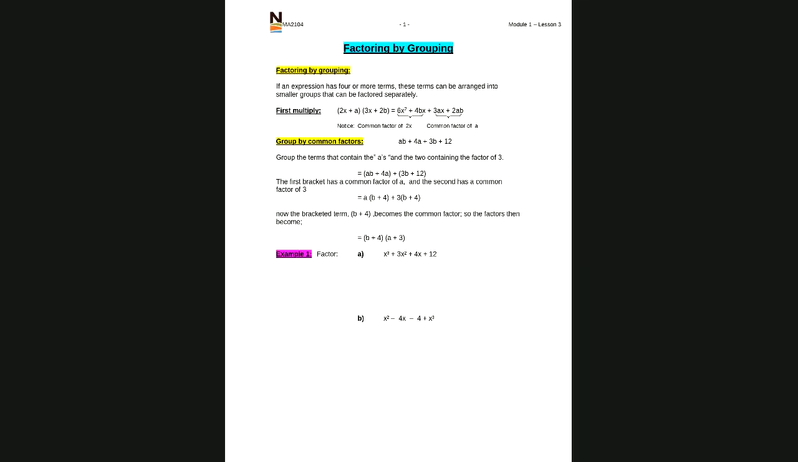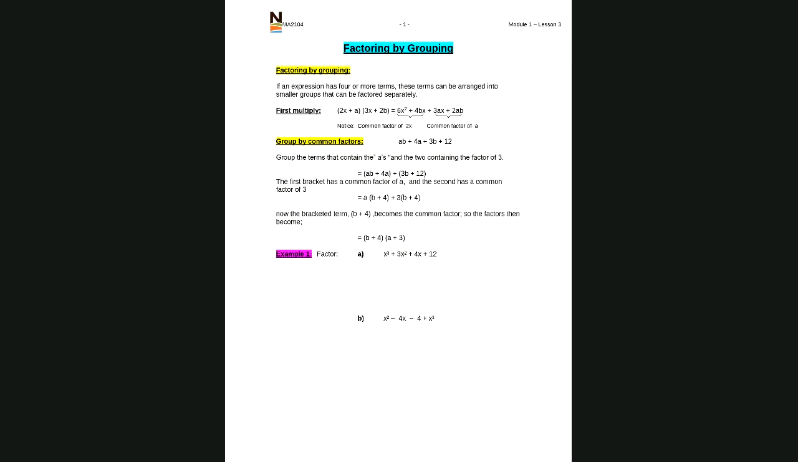In lesson 3, we will be factoring by grouping. This method is used if you have 4 terms or if you have a quadratic trinomial with the leading coefficient that is not equal to 1, as you will see in the next lesson.